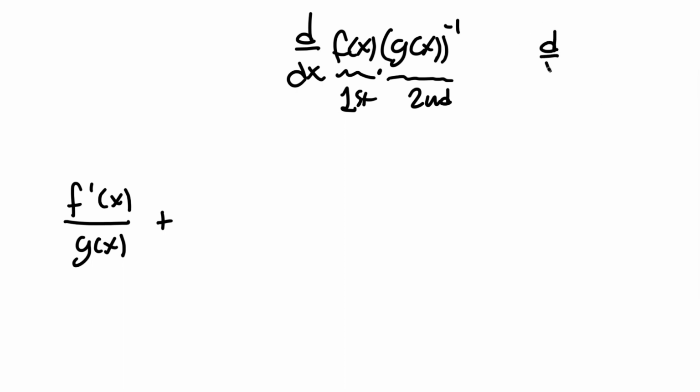We'll say the derivative with respect to x of g of x to the minus 1 power. Well, first of all, we have this power out here, so we're going to bring the power, the number, down out front and decrement this by 1.